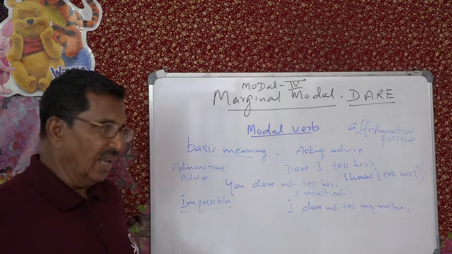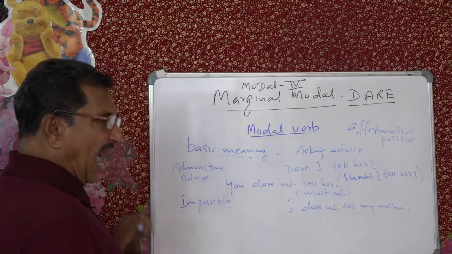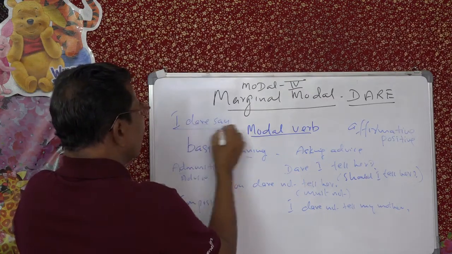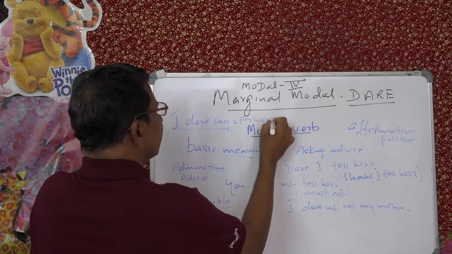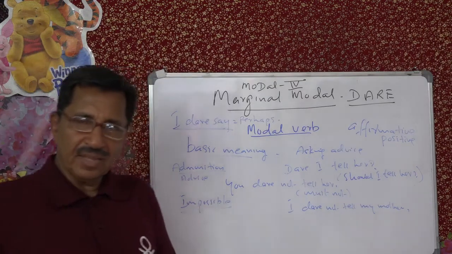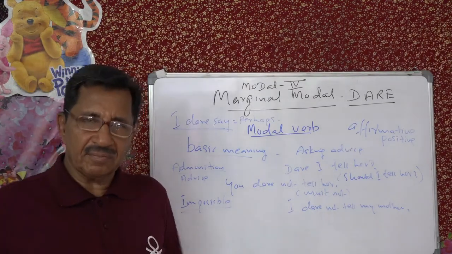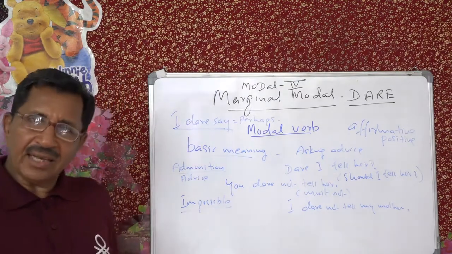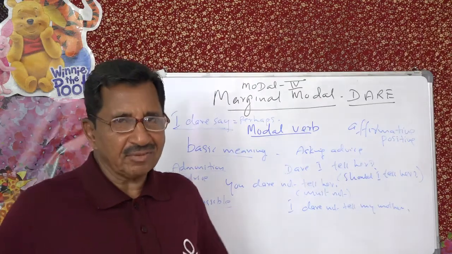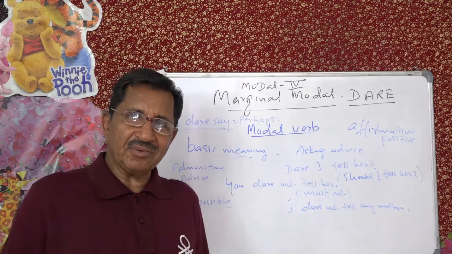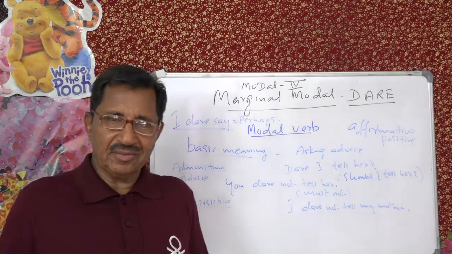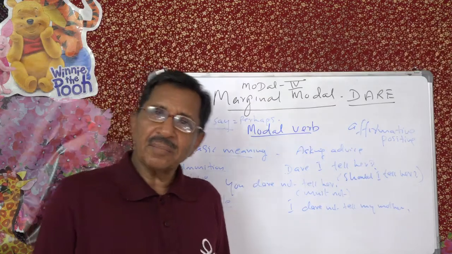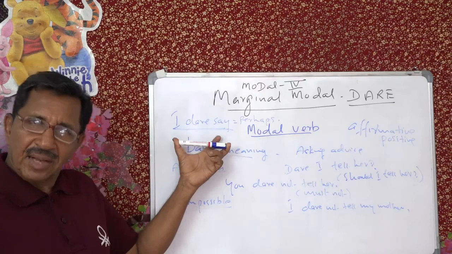Now there is an expression in English, I dare say. I dare say means not that you are saying anything, but it means perhaps. I dare say she may come. I dare say she will come. Perhaps she will come. Not sure. I dare say I will get married next month. Perhaps. Lot of other things should be there. First I have to find a girl. Then I have to have a good bank account or a good job. So I dare say means perhaps. Not that I am saying anything, but perhaps.